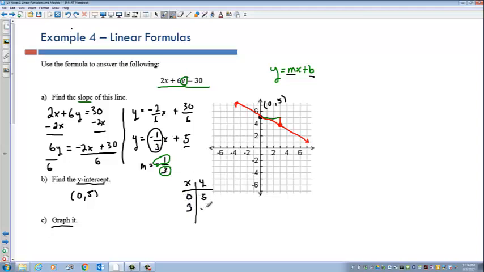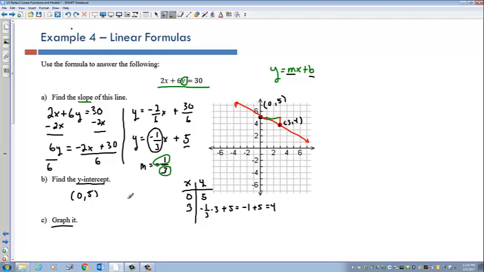So when I plug in 3 here, I'm going to get negative 1/3 times 3, plus 5. And of course, that's negative 1 because the 3's cancel, and I add 5, and I get 4. And if you think about it, 3 comma 4 is exactly that point I found right here. So that's the point 3 comma 4. And you can simply connect the dots that way. So you've got lots of options.